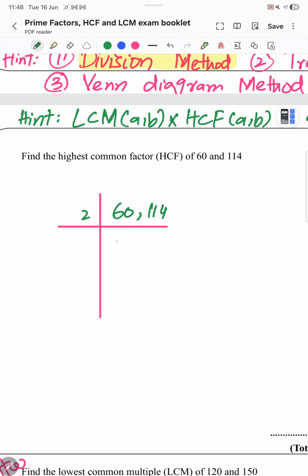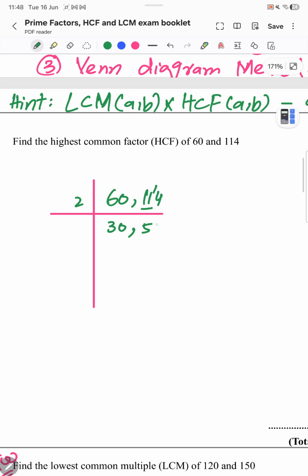So 60 divided by 2 is 30, and if you divide 114 by 2, we can consider the first two digits, so it's 11. 2 times 5 is 10. If you take away 10 from 11, you're left with 1. Write 1 with the next number, so it's 14. So 2 times 7 is 14. Now the next two numbers we can divide by 3. So 30 divided by 3 is 10, and if you divide 57 by 3, 3 times 1 is 3. If you take away 3 from 5, you're left with 2, so it's 27, and 3 times 9 is 27.